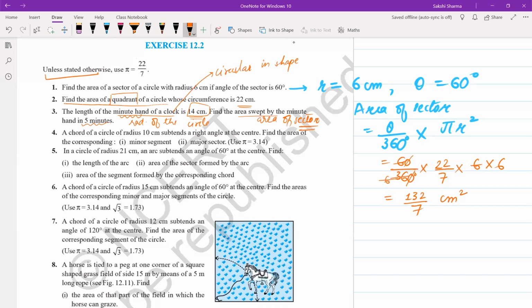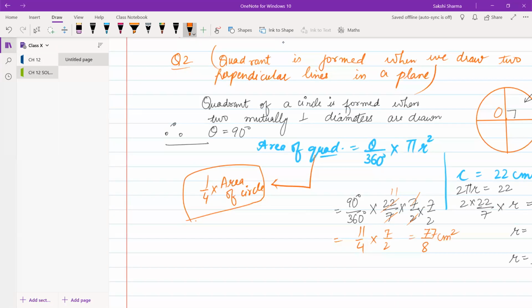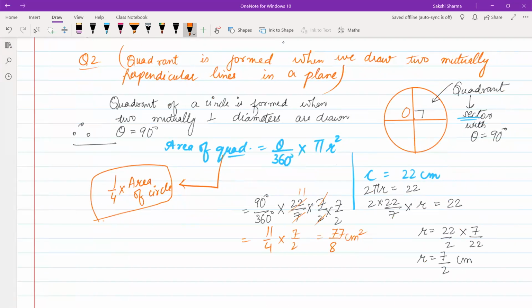लेकिन सेक्टर का एरिया निकालने के लिए हमें चाहिए थीटा. तो आपको फाइंड आउट करना है कि जब मिनट हैंड टर्न करता है, व्हेन इट टर्न्स इन द क्लॉक, तो कितना एंगल बनता है इन 5 मिनट्स. दैट इज द फर्स्ट थिंग वी वांट. फर्स्ट थिंग, find out what is the central angle formed by the minute hand in 5 minutes, and then we can find out the area of the sector.